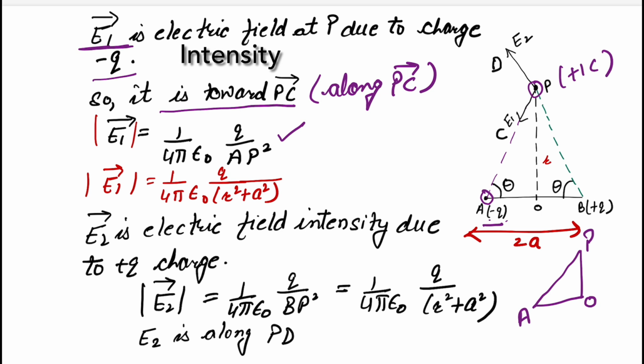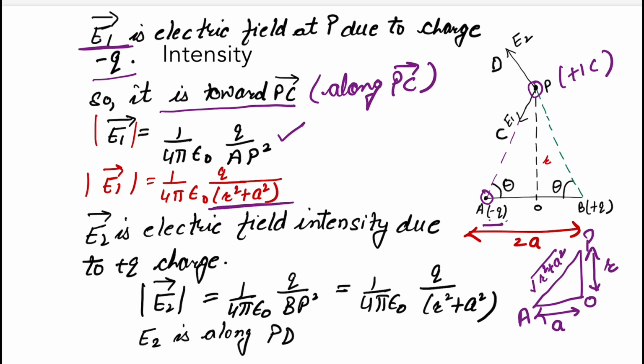If the total length of the dipole is 2A, then half of the length will be equal to A. OP, we know that we have placed the plus 1 coulomb charge at a distance R from the origin. Then AP square will be R square plus A square. As we are substituting AP whole square, so we write R square plus A square only.